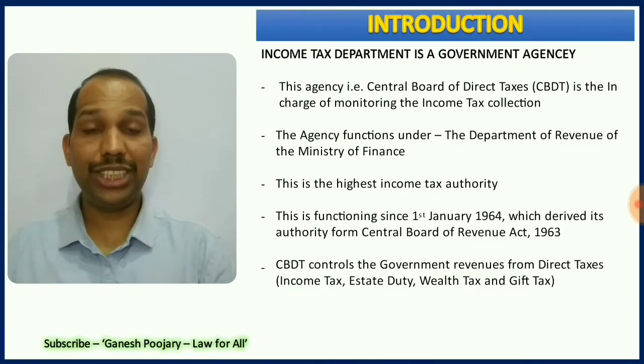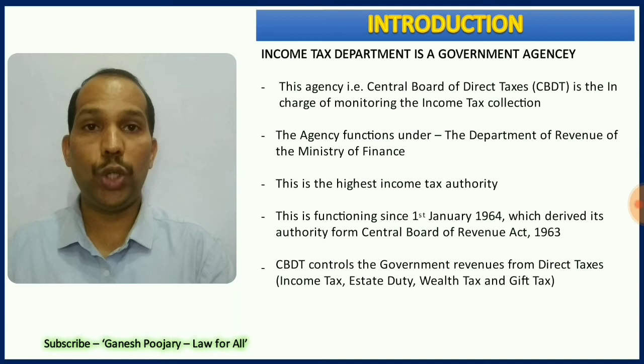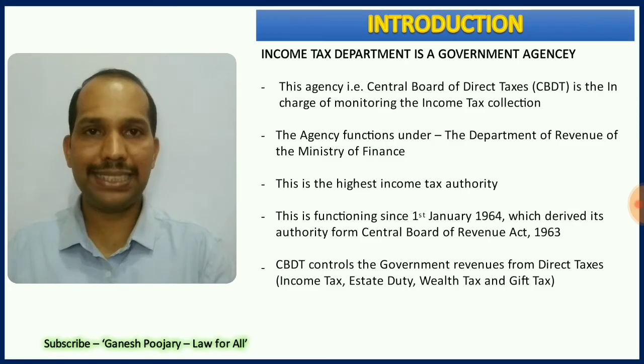Before getting into the answer on the different authorities and their functions, we need to have a little background for the entire concept. The first important information is income tax is a government agency. This CBDT, that is Central Board of Direct Taxes, came into functioning with the authority of the Central Board of Revenue Act 1963 and came into function on 1st January 1964, and this is the highest body for collection of income taxes.